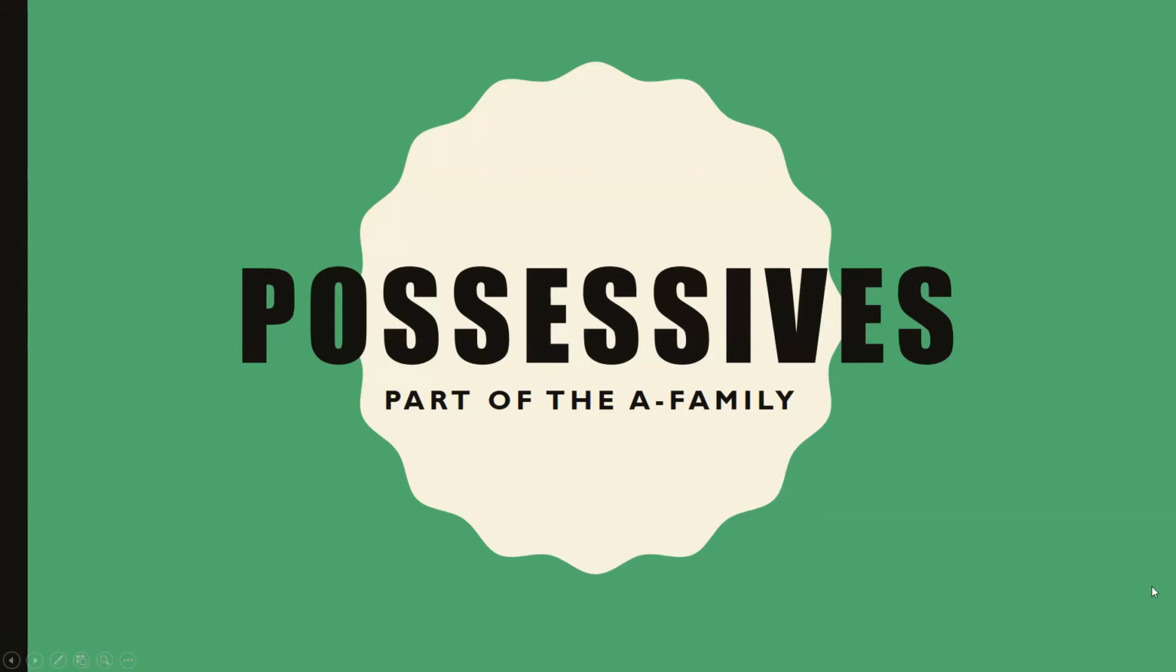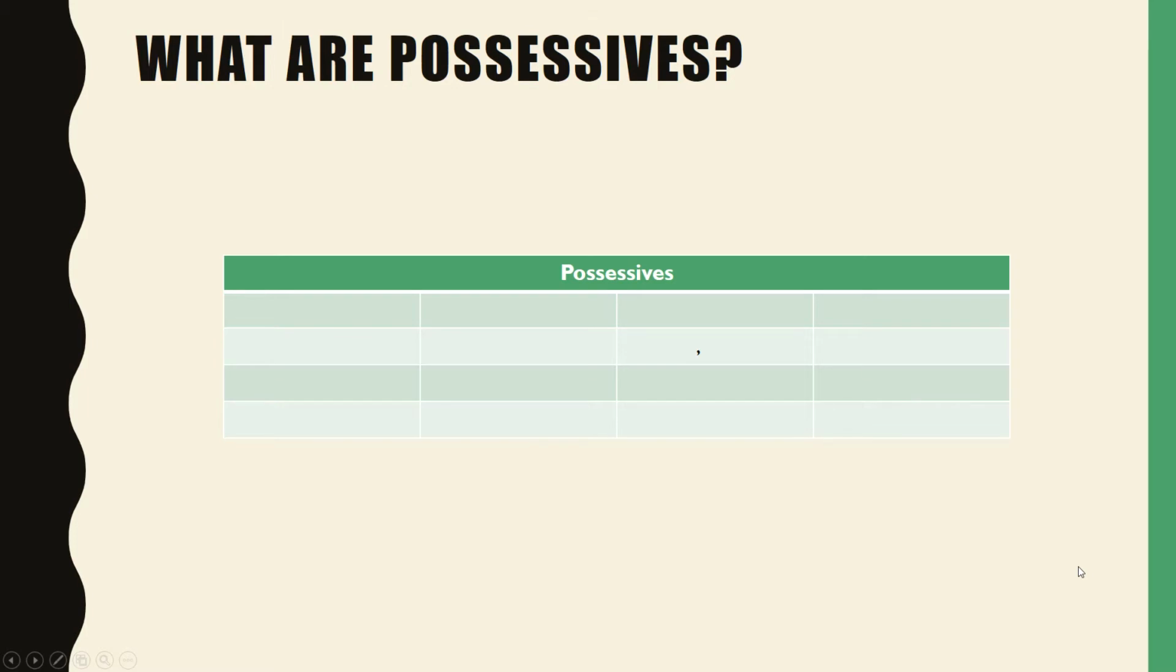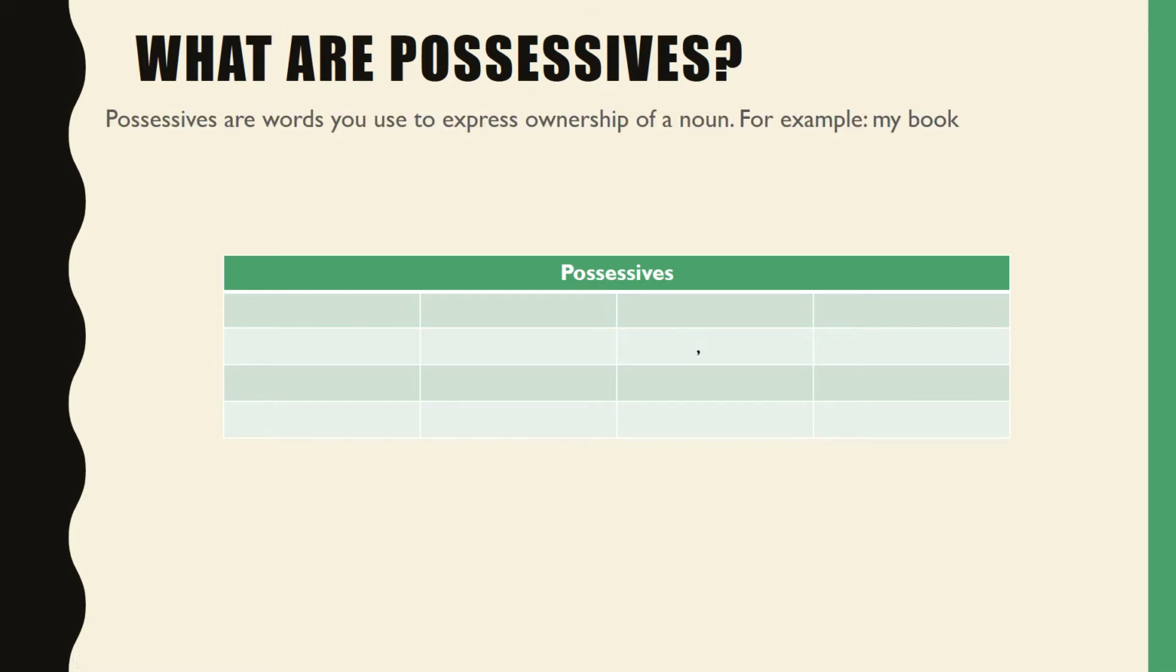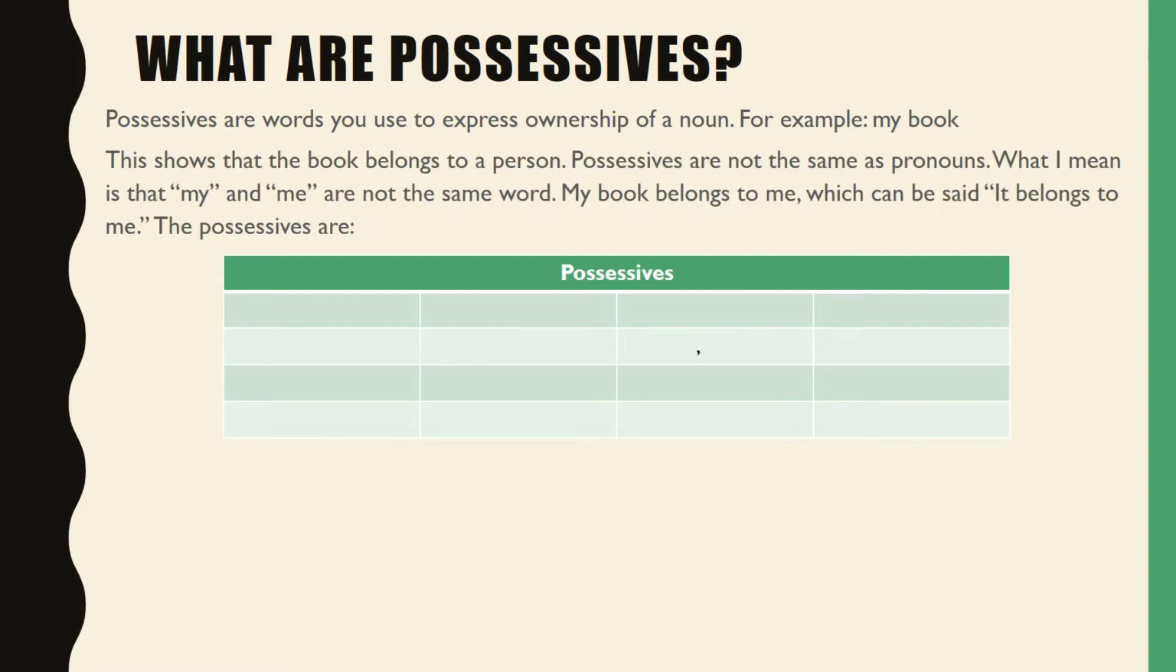This video is about possessives, which are part of the a family. What are possessives? Possessives are words you use to express ownership of a noun. For example, my book. This shows that the book belongs to a person.